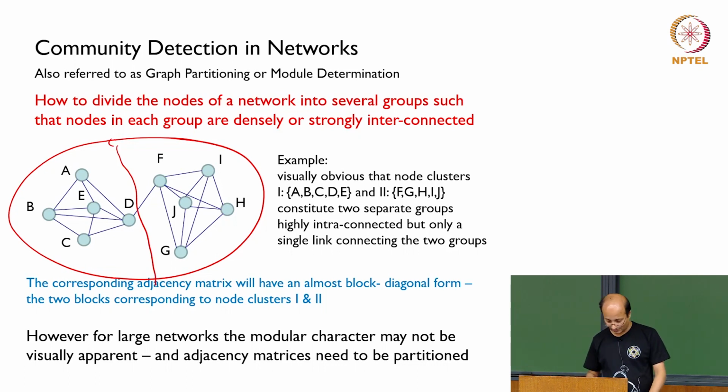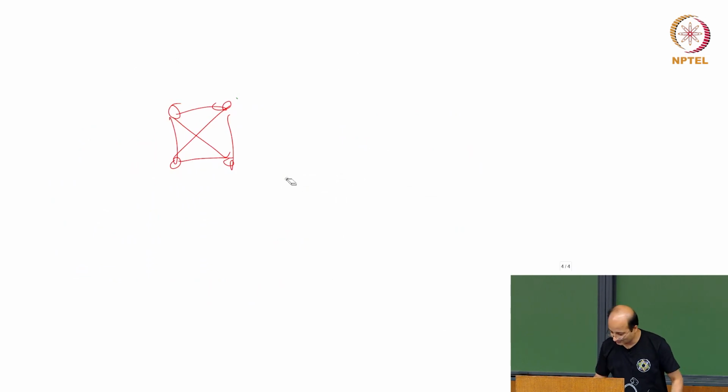And if you draw the corresponding adjacency matrix, not surprisingly, it will look almost block diagonal, right? So it will effectively look like that.